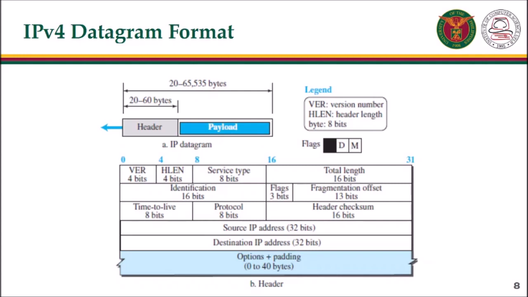A datagram is a variable length packet consisting of two parts, header and payload. The header is 20 to 60 bytes in length and contains information essential to routing and delivery. It is customary in TCP/IP to show the header in 4-byte sections.